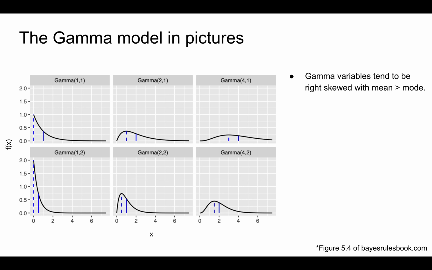Further, the far left plots here again illustrate that a gamma model with a shape parameter s equals 1 and some rate r is equivalent to the exponential model with rate r.